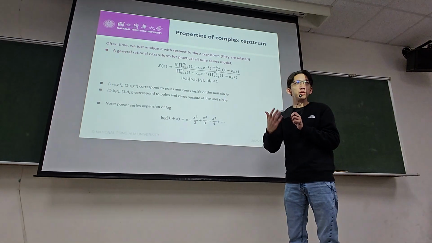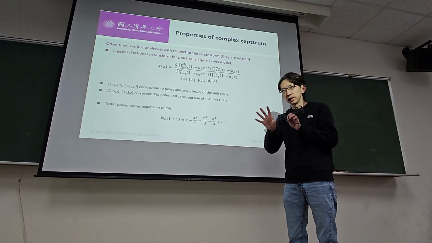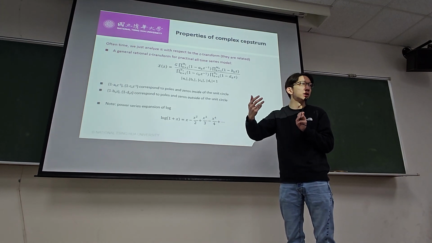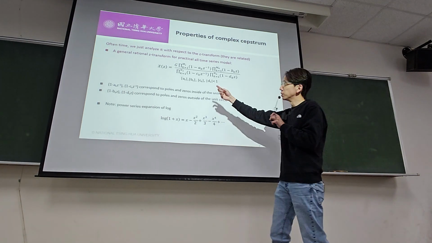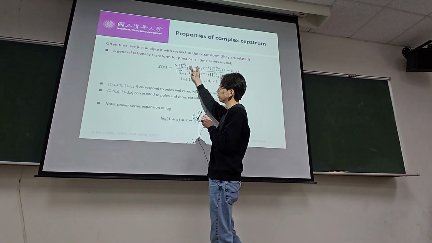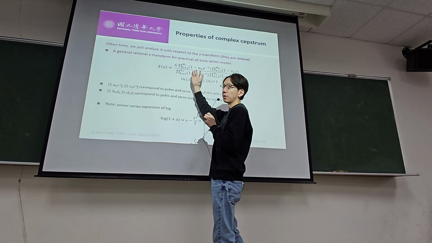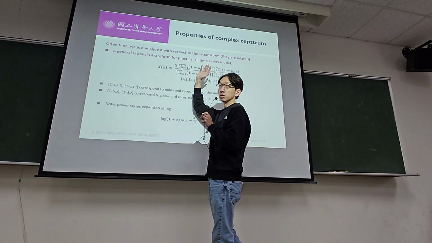Take the Z transform of any time series model. Any time series is just any discrete time sequence, which we call a time series model. In a discrete sequence, you can always write the Z transform in terms of either poles inside or outside, whether it's zeros or poles.